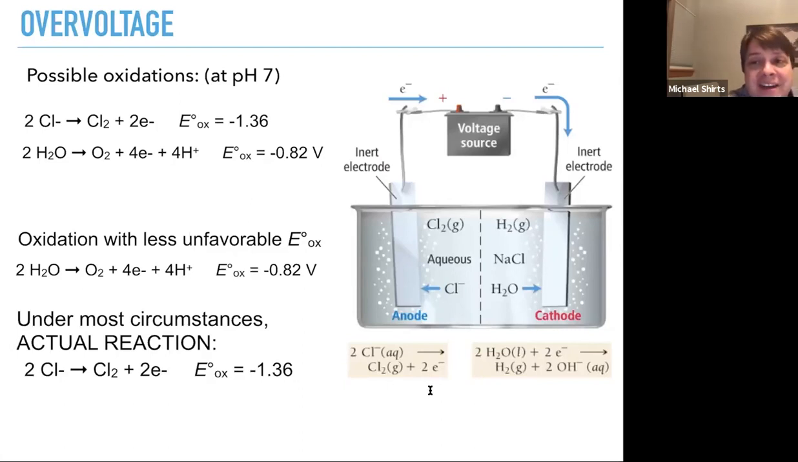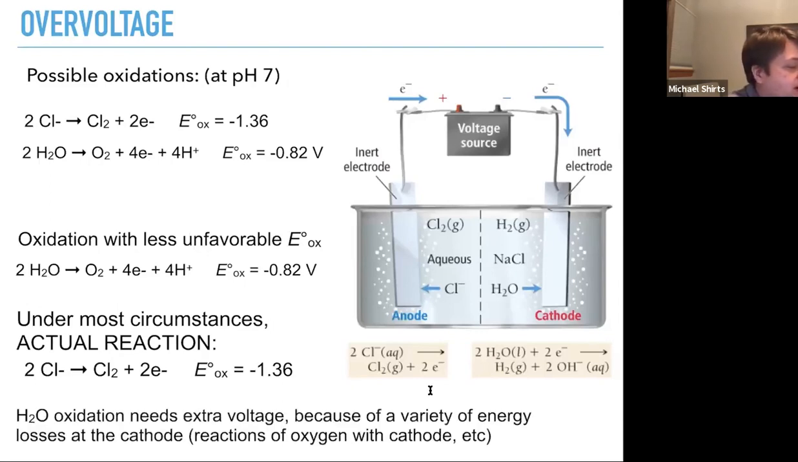Is there a way to know that ahead of time? No, it's just because of the way the cell is set up, you have that overvoltage, and the chloride oxidation ends up occurring instead. No way to memorize that. It has to do with the chemical details of exactly how the reaction is occurring. All of the energy losses have to do with some other reaction where you're losing enthalpy at some point, some side reaction is occurring.